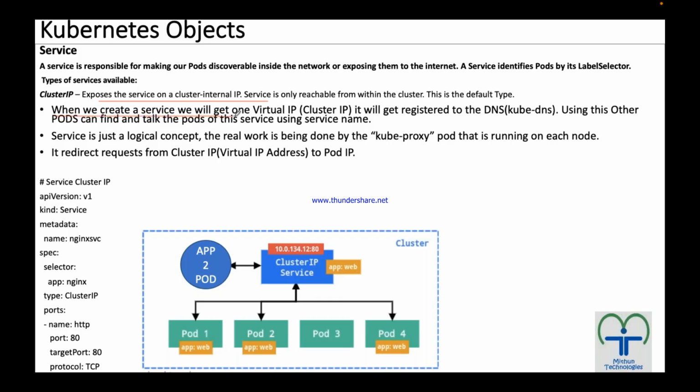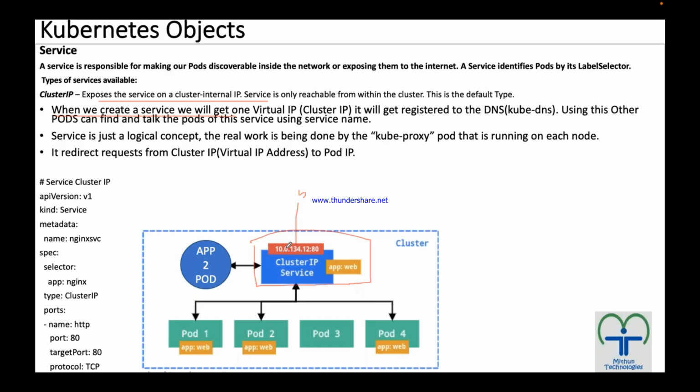When I create a service, we will get one more IP address, a virtual IP address, that we call a cluster IP. When I create a service like this, we are getting one more IP. What is this IP? Is it your pod IP? Is it your node IP? No. This is your service IP. We call it a cluster IP.